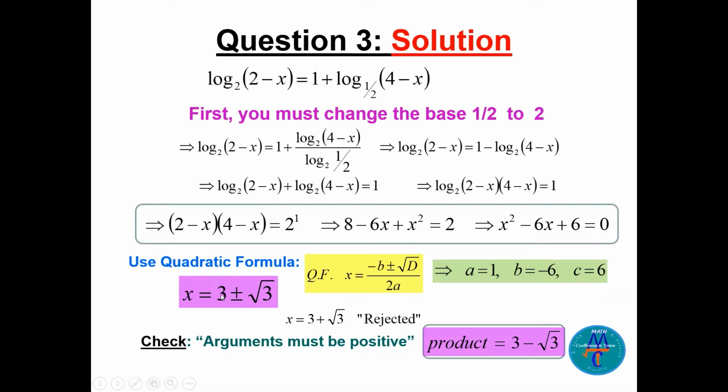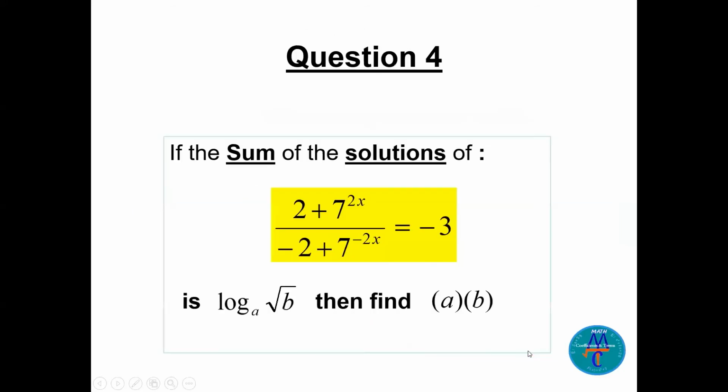Now, look, there are two values for x here. We have to check. 3 plus square root of 3 is a positive number, bigger than 3 for sure. So if you place it here in the original equation, the argument becomes negative. So this one is rejected. The solution, we have 3 minus square root of 3. So this will be the product.